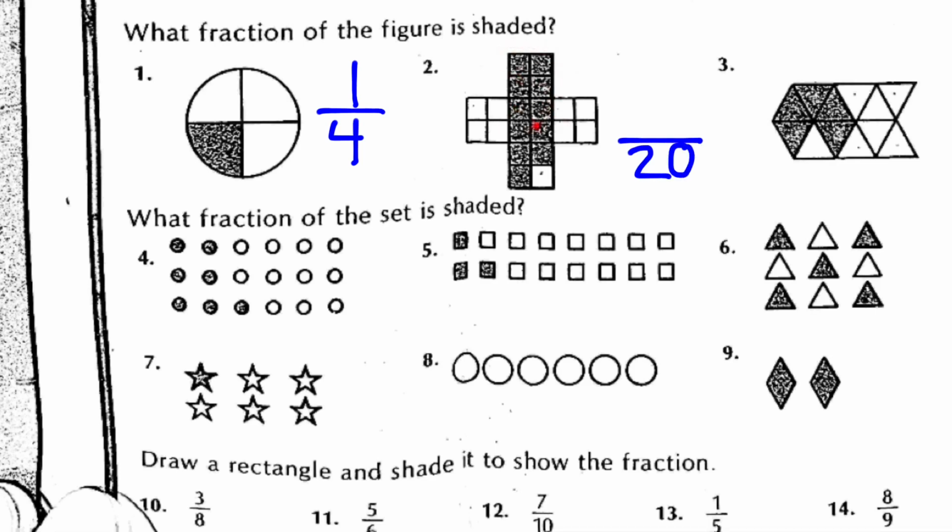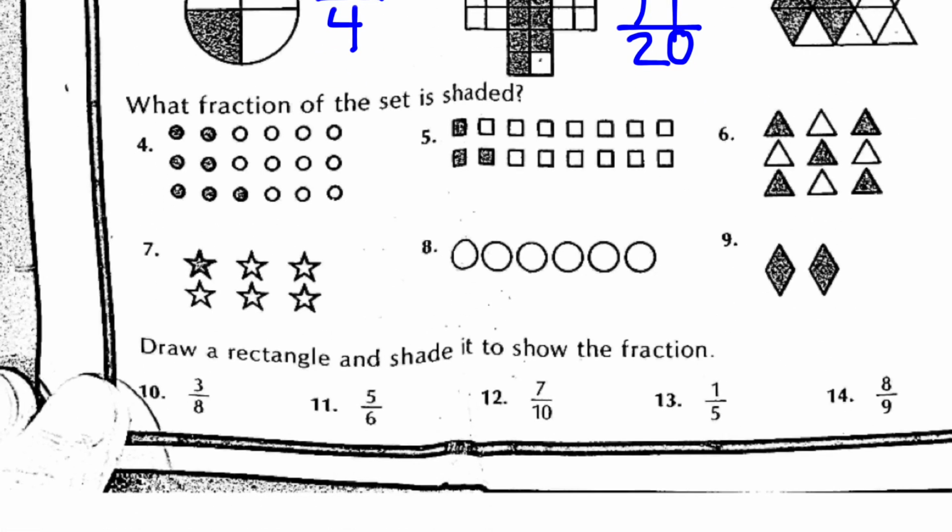2, 4, 6, 8, 10, 11 of them are shaded. So I had them do some fractions as part of a group or part of a whole, and then some fractions as part of a set. In this one, there are 6, 12, 18 total parts, and 7 of them are shaded.